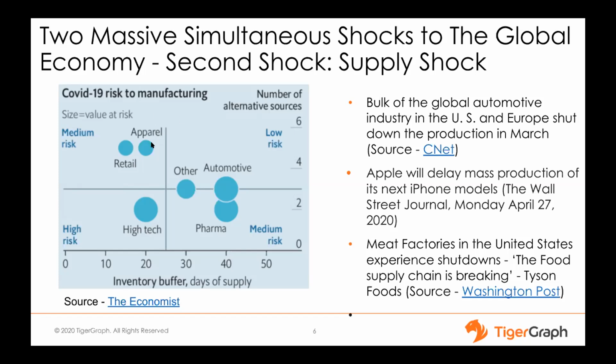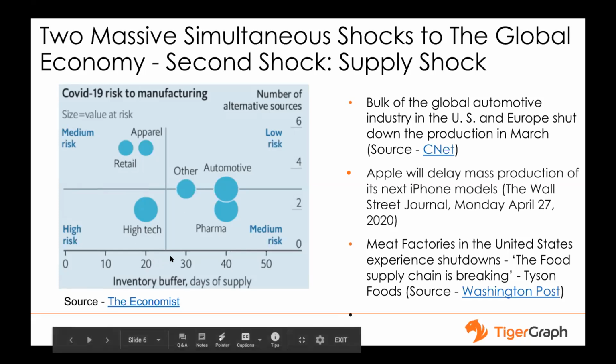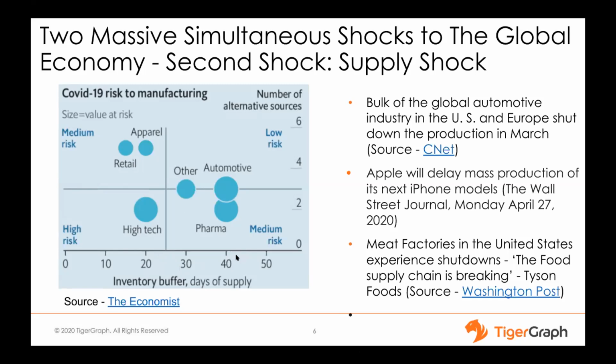I can see here that apparel and retail have 20 to 30 days of supply, so does high-tech. Automotive and pharma have slightly longer, 40 days of supply. Not much is more than a month and a half. This is because by design, across the globe, supply chains have moved to a lean manufacturing model. They have moved to just-in-time inventory, which means they have squeezed out all the excess inventory in the world's global supply chain, which is a very good thing from a cost perspective in regular times, but especially in the COVID-19 pandemic, that makes it very serious.